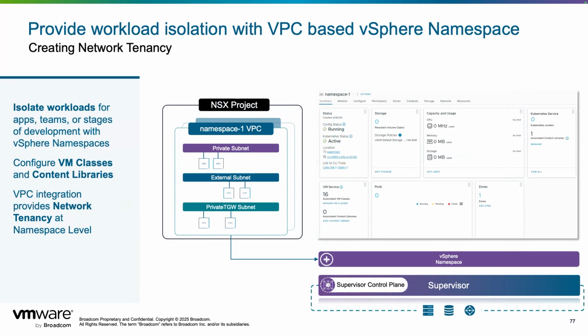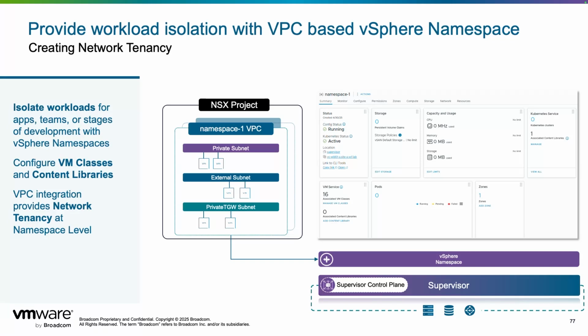Now, vSphere namespaces form a resource envelope for workloads. They're similar to resource pools, but with extended capabilities. They allow customers to set resource allocations, quotas, and limits, but also define storage policies and zones. They also provide basic configuration options for VKS and the VM service, such as configuring content libraries and associated VM classes.